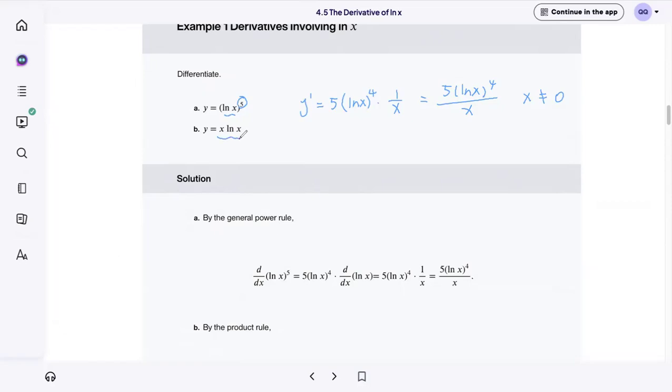Let's see this one. This one we see product. Right, so the first one is by chain rule. You see we have chain rule. We take care of the exponent 5, then we take care of the derivative of the inside.